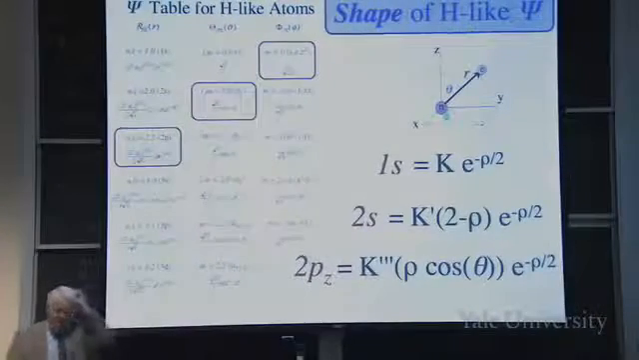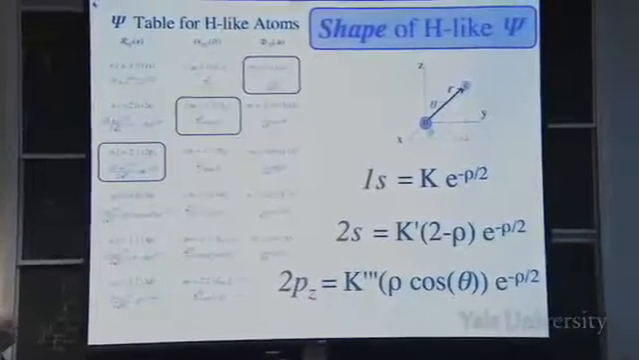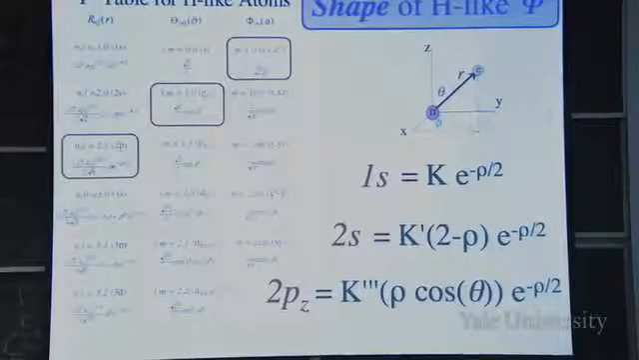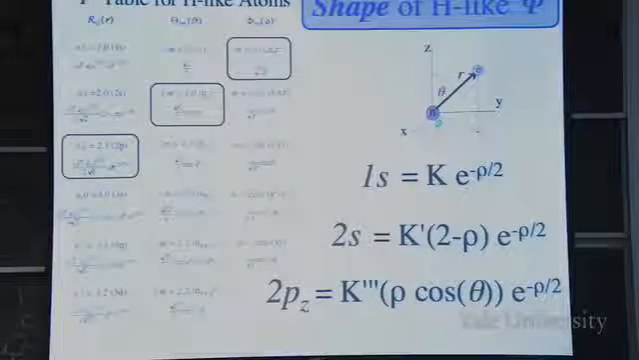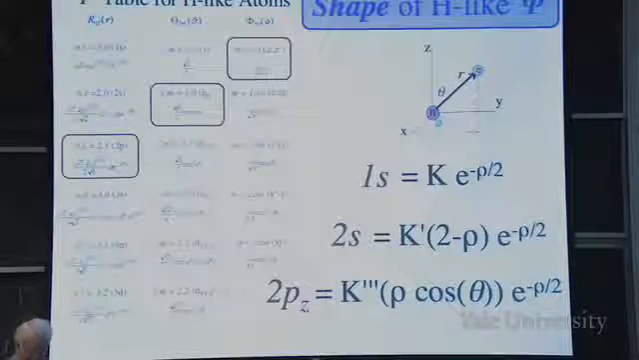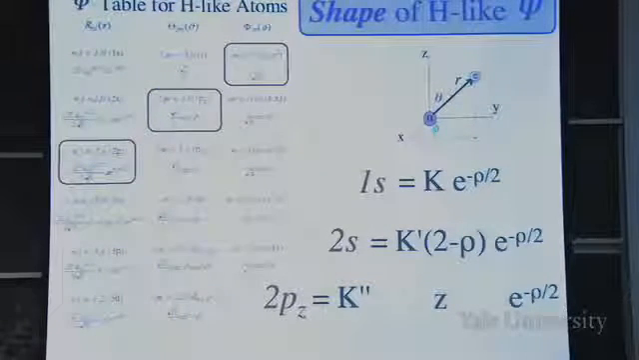Now, rho times cosine of theta, what does that mean? Rho, which is this distance, times the cosine of theta. What is that? Russell? It's z. So I can simplify this a lot if I mix my metaphors between polar and Cartesian coordinates. It's z times e to the minus rho over 2.